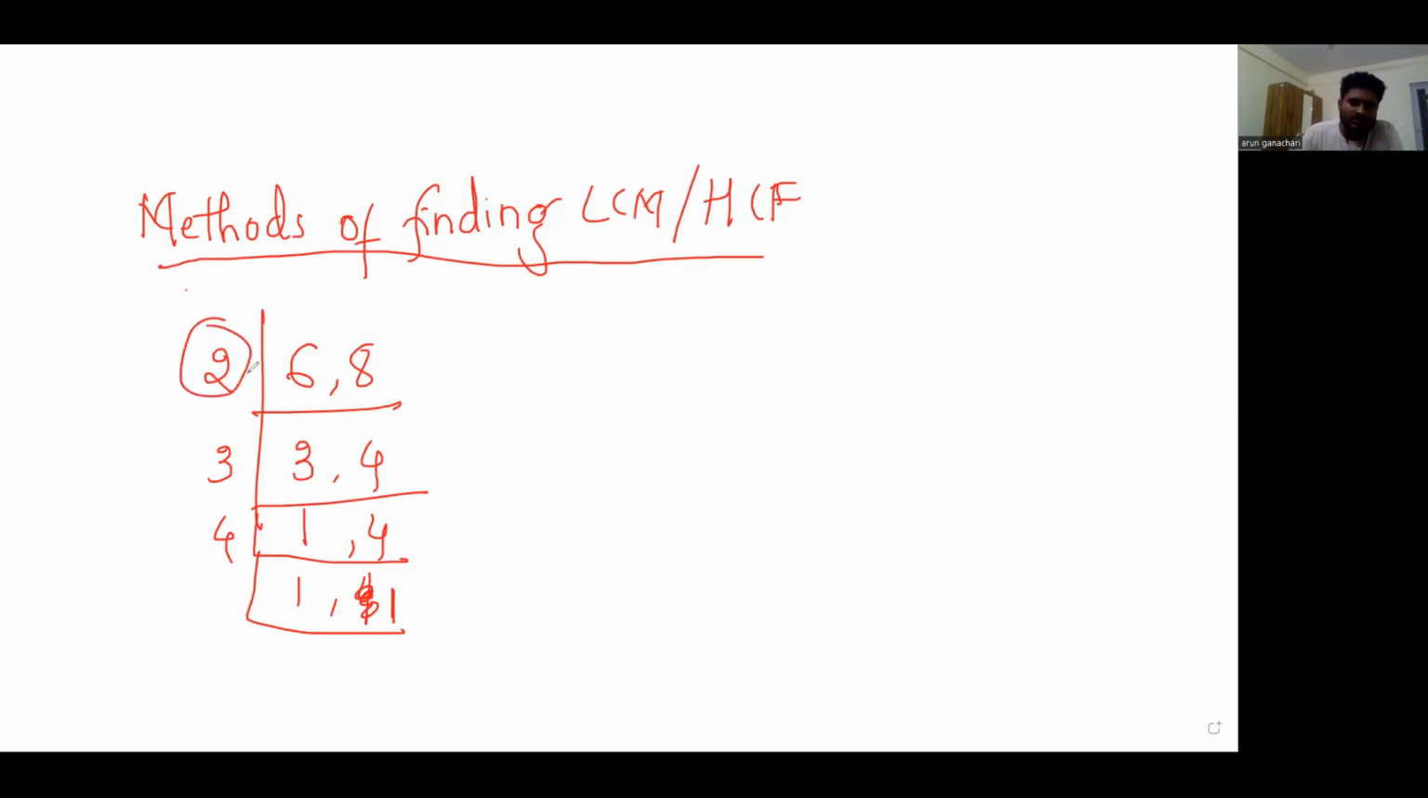The number which divides both the numbers is your HCF. The multiplication of the remaining numbers, that is 2 into 3 into 4, is your LCM. So what is the LCM now? 2 into 3 is 6. 6 into 4 is 24. This is one method. We call this the division method. So write down the first heading as division method. Under that, copy this example, 6 and 8.